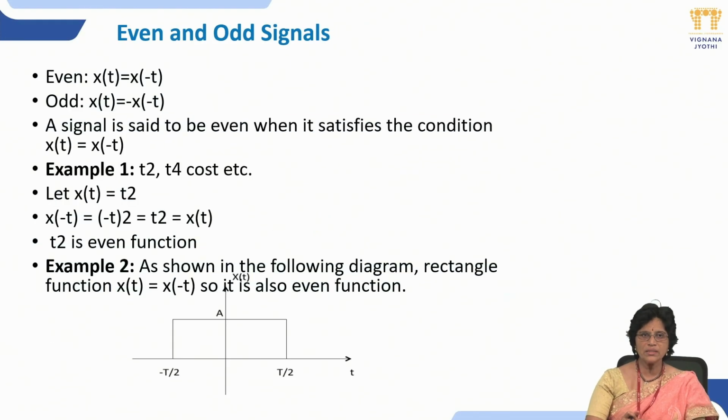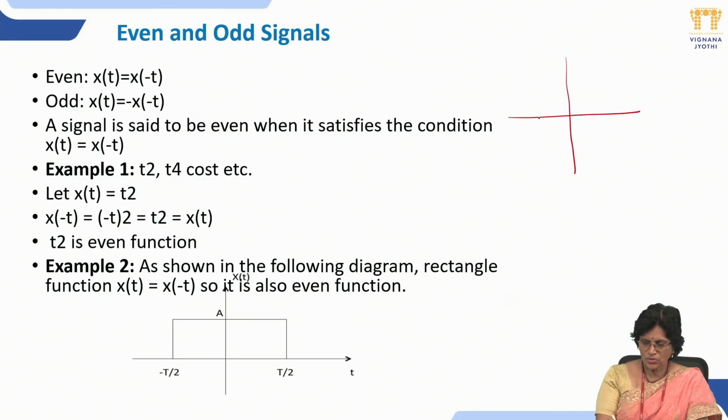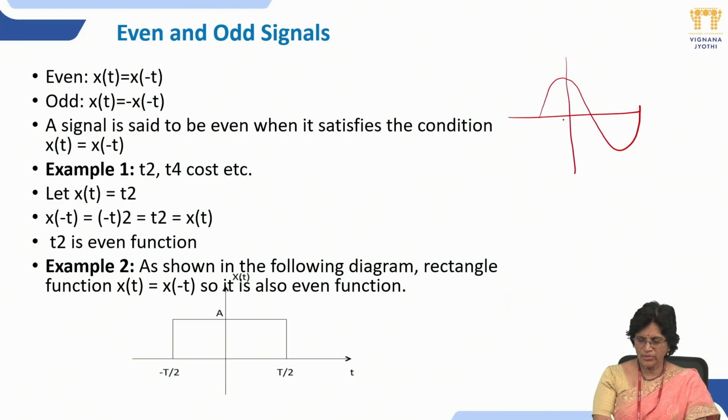Now coming to even and odd signals. An even signal is one where, if you replace t by minus t, x of t remains the same. For example, the cosine signal is always symmetric. Whatever the amplitude of the signal at 1, the amplitude at minus 1 is the same. Such a signal we call an even signal.